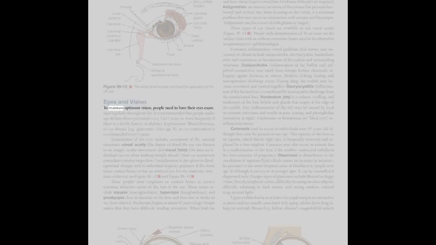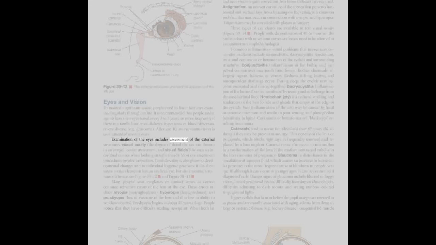Eyes and vision. To maintain optimum vision, people need to have their eyes examined regularly throughout life. It is recommended that people under age 40 have their eyes tested every 3 to 5 years, or more frequently if there is a family history of diabetes, hypertension, blood dyscrasia, or eye disease, for example, glaucoma. After age 40, an eye examination is recommended every 2 years.